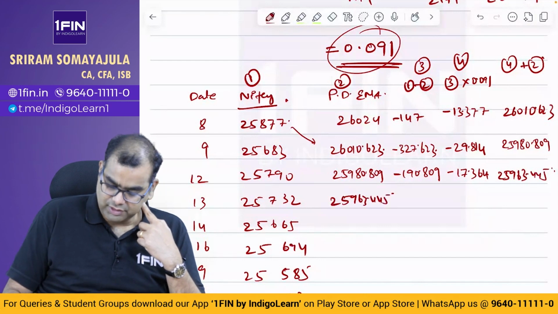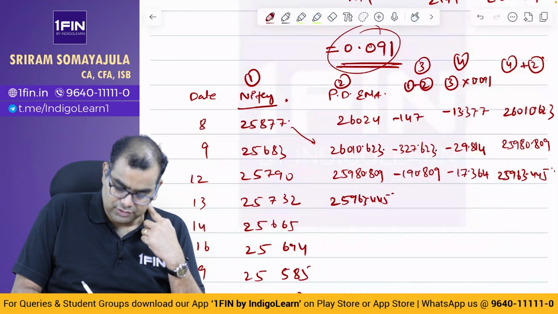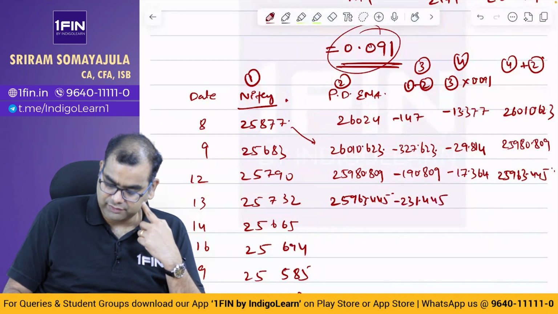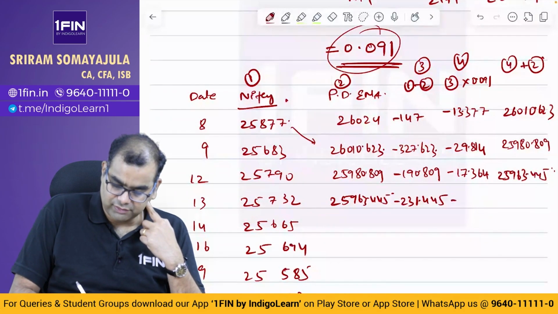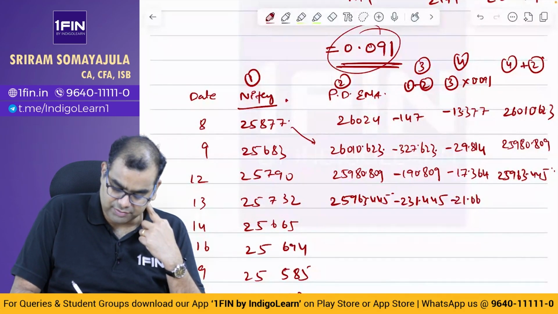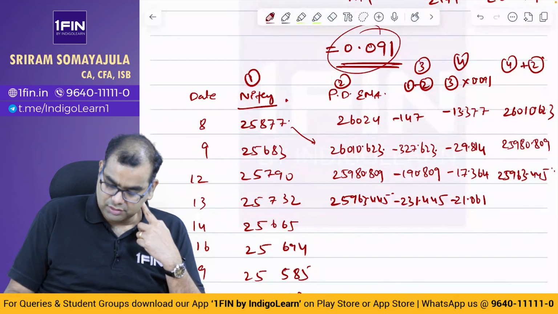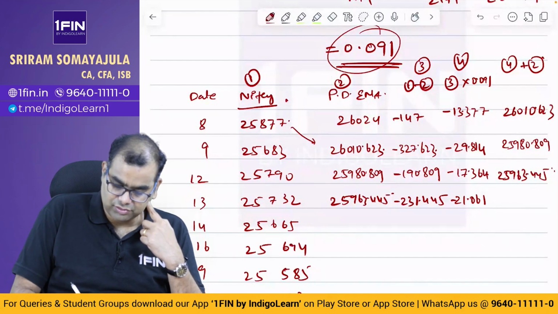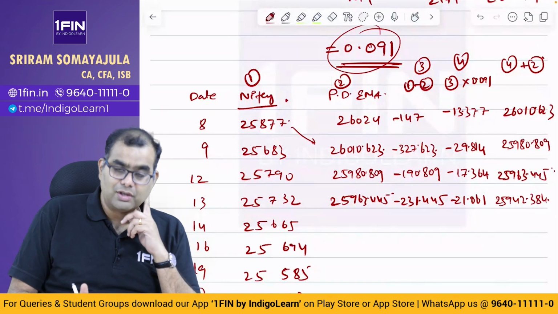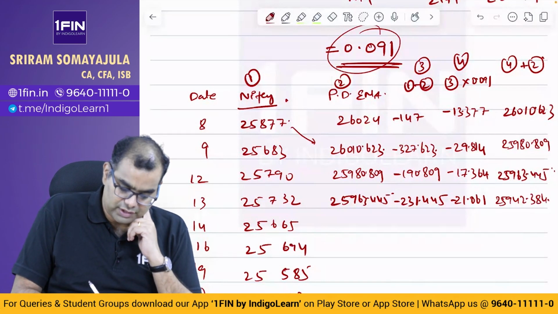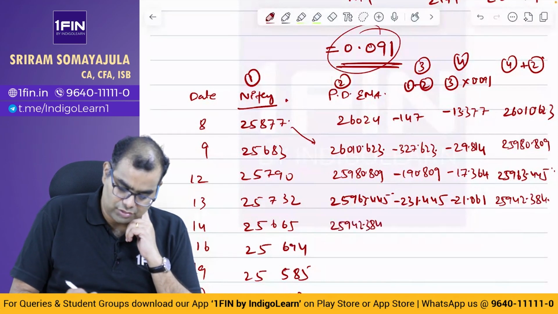25963.445 minus 25,732. So you get minus 231.445 into 0.091. You get minus 21.061, three decimals. And 25963.445 minus 21.061 is equal to 25942.384. So 25942.384.